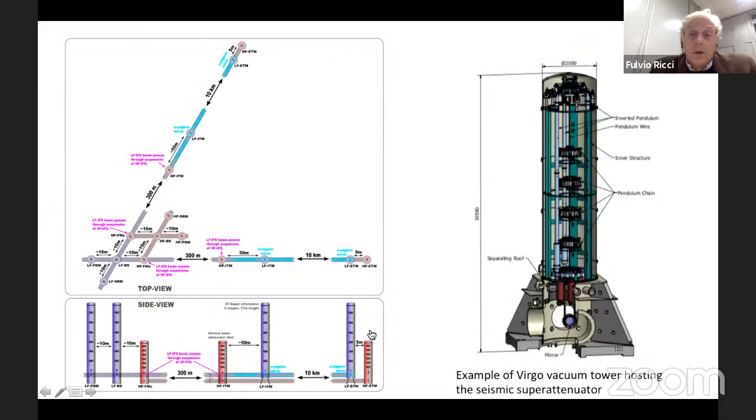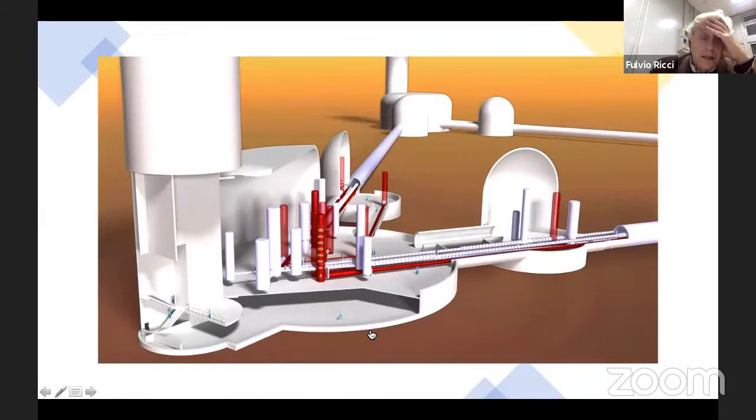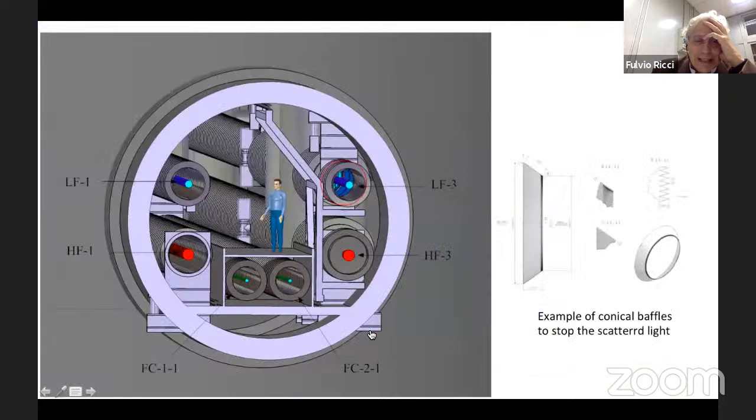No, okay. So this is another old sketch that gives an idea of the configuration of the various towers, the huge number of towers that must be designed, built, and installed into the underground area. So this is just to give you a quick look at how complex this design is.